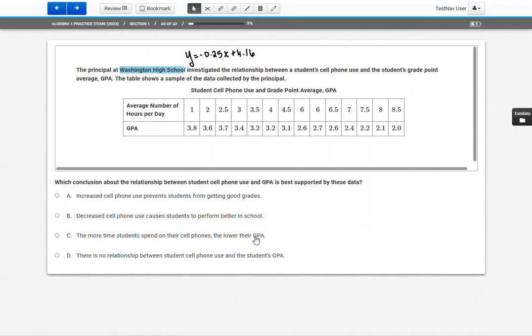And then the last question we have is, which conclusion about the relationship between student cell phone use and GPA best supports? Increased cell phone usage prevents students from getting good grades. It could be that, because grades do affect GPA, but in this particular one, we're actually looking at the more time students spend on their cell phone, the lower their GPA. So this is the better wording because we're actually looking at their GPA. Okay?